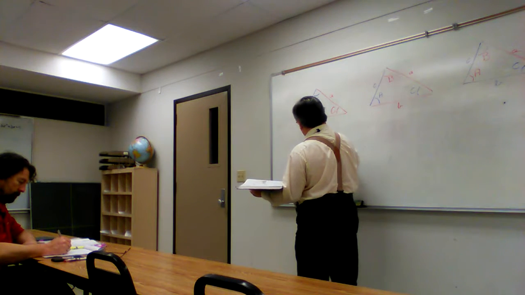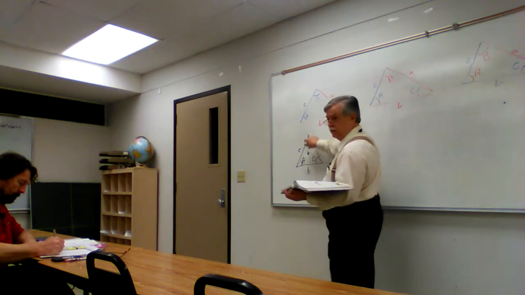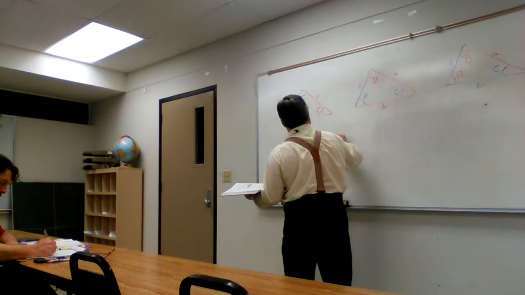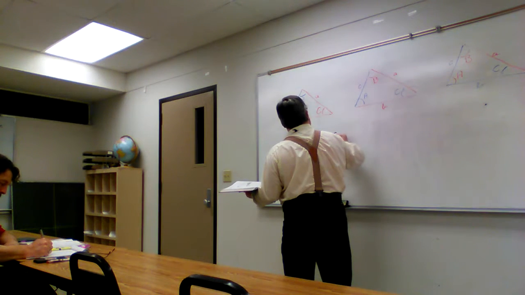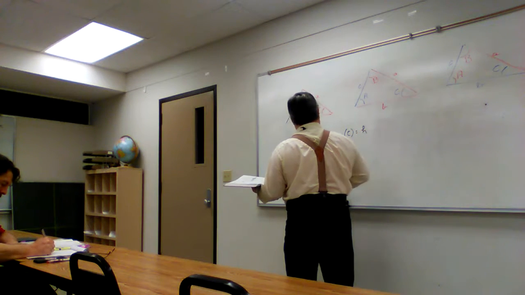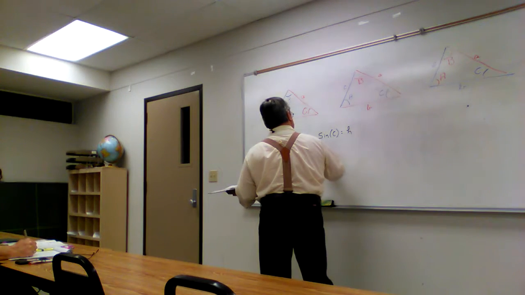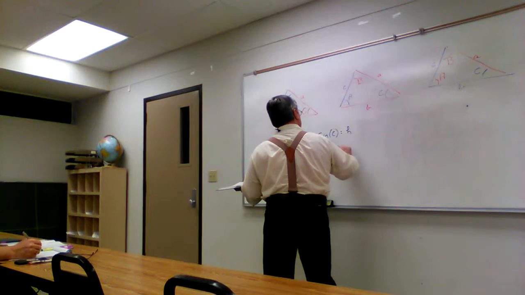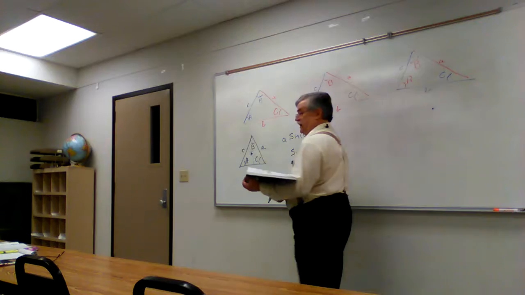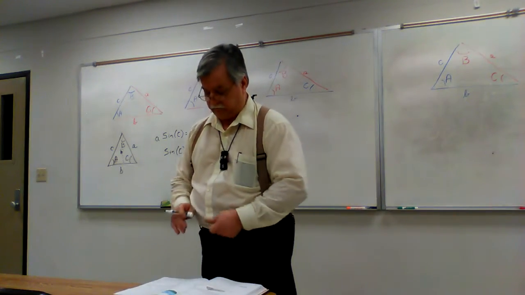A times the sine of this angle C will give you that height. Remember from the definition of your trigonometric functions? Or we could just write the sine of the angle C is equal to the height divided by side A. All right?